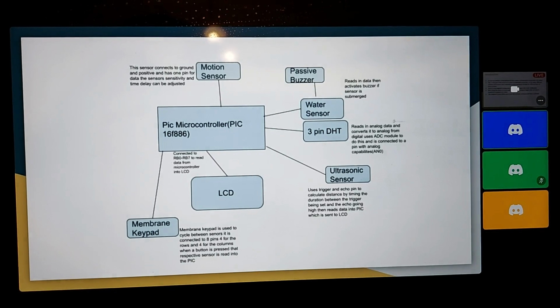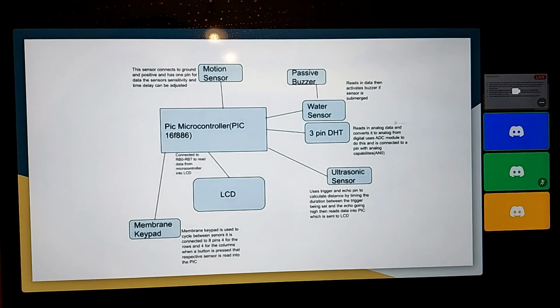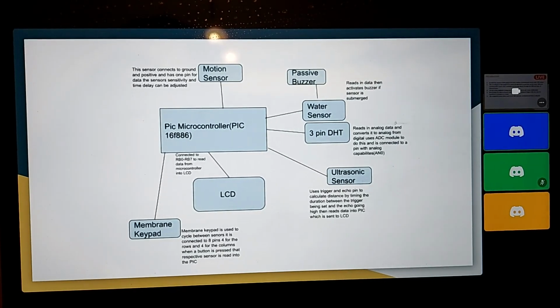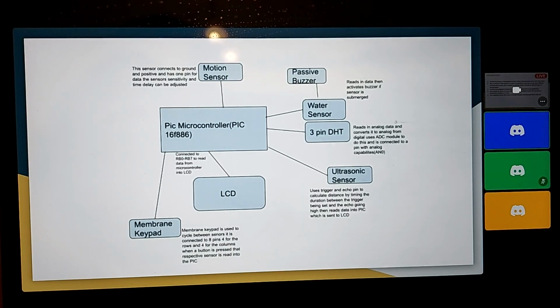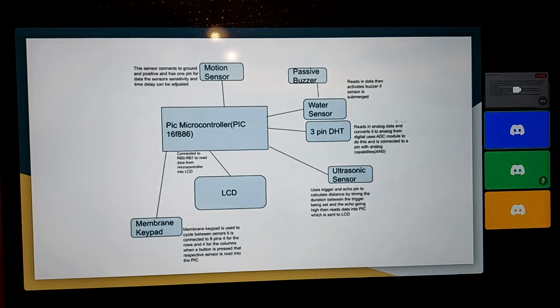So we've got the PIC microcontroller, the PIC16F886, and it's connected to a motion sensor, and that sensor connects to ground and positive and has a pin for the data. It also has ways to adjust the sensitivity of it and the time delay.